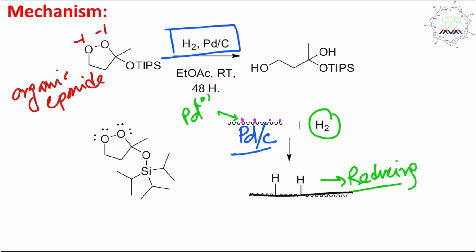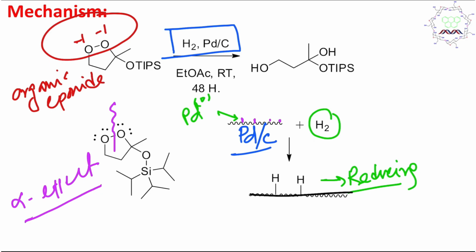Question: why does this peroxide, this oxygen-oxygen bond, get cleaved? This is because, students, the lone pairs on these adjacent oxygens have a severe repulsion, because electron density repels electron density, and this has a term name, that is alpha effect, and because of this, these peroxides are reactive. Point number one. And second, as I told, the oxidation state. Because of these two factors, these peroxides are reactive and they get cleaved and produce this diol.